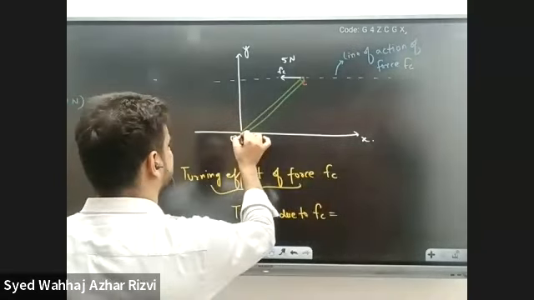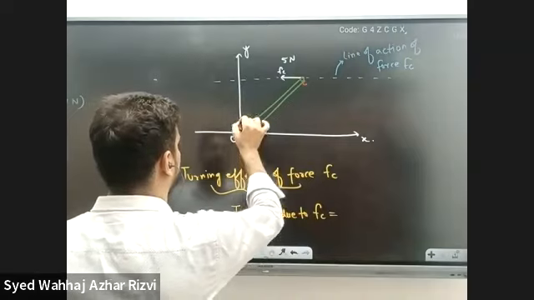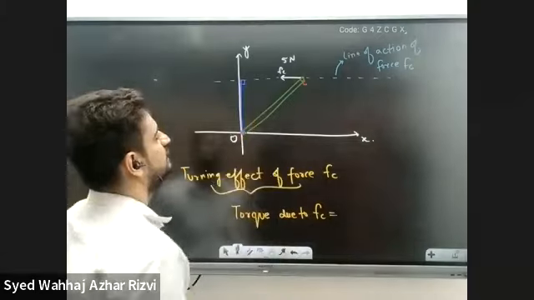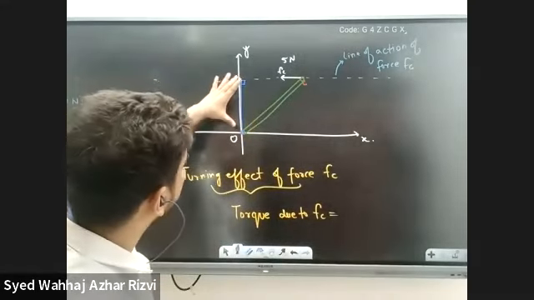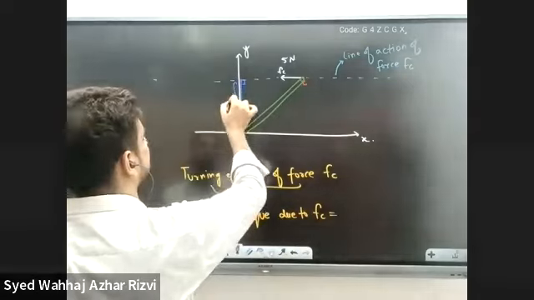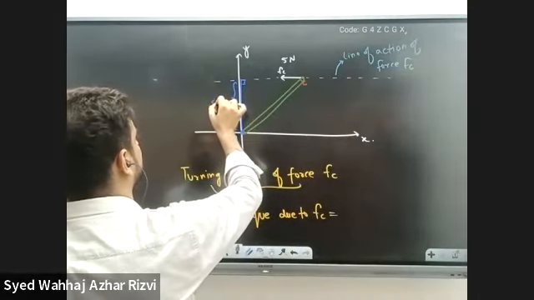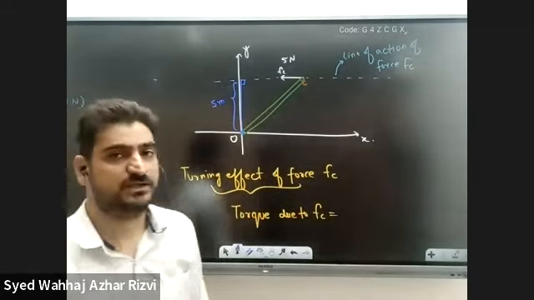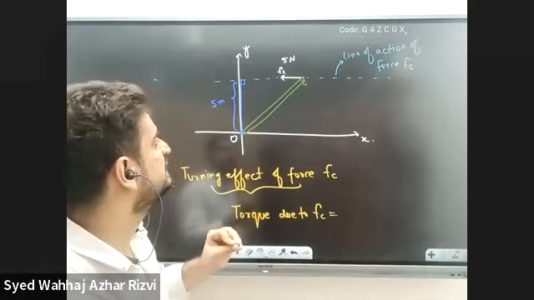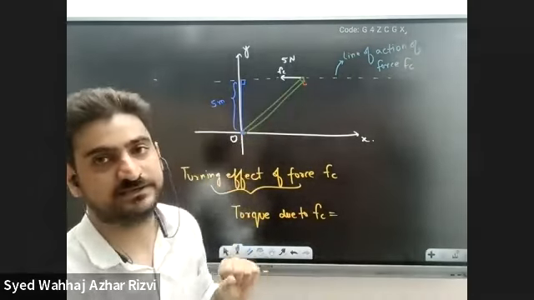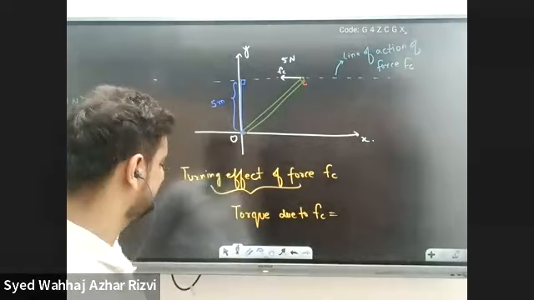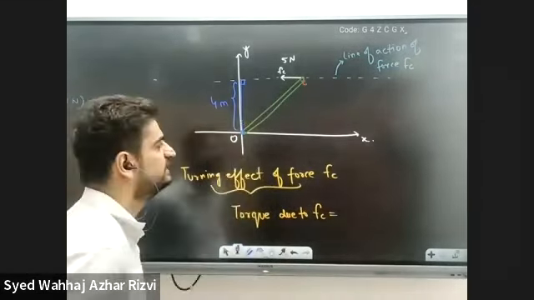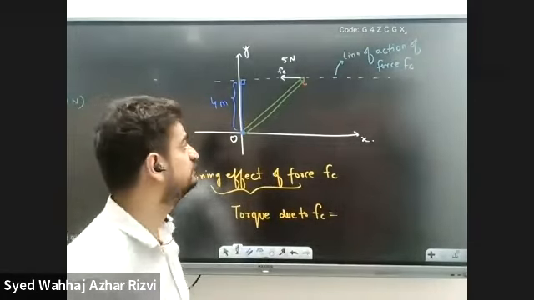Okay. And what do we do next? We draw a perpendicular from O to this line. Like this is the perpendicular that we have to draw, okay? And we have to find out the distance of this line. Let's say the distance of this line is 4 meters. What would be the turning effect of force Fc?